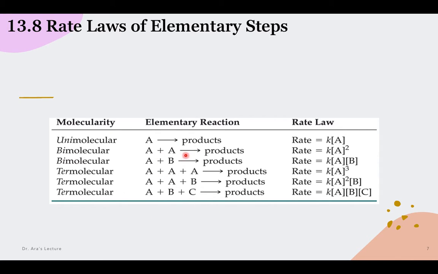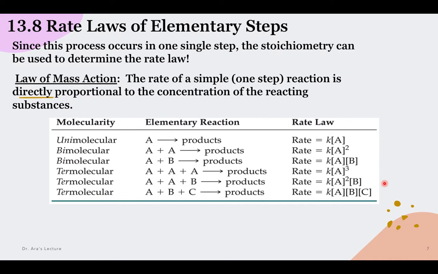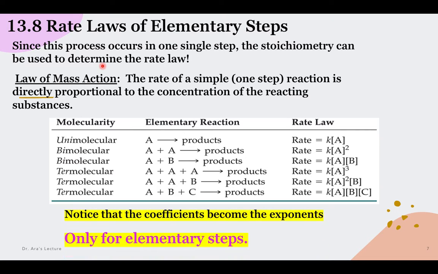So bimolecular: A plus A gives product, or 2A, or A plus B, and termolecular with 3 molecules, like 2A plus 1B. As I just said, if the process occurs in one single step, the stoichiometry, that means the coefficients, can be used. But always remember that this is only for a single elementary step. And if you look into your book, they also mention this, because sometimes students get confused here.